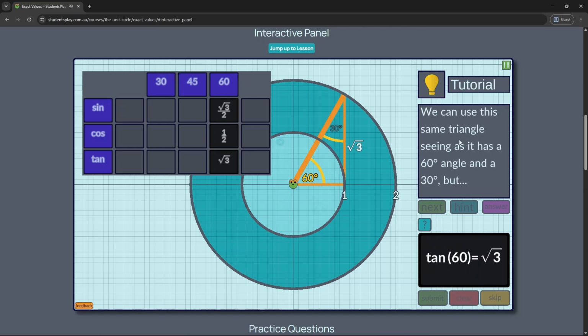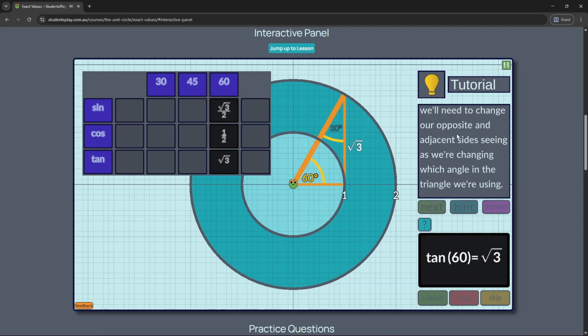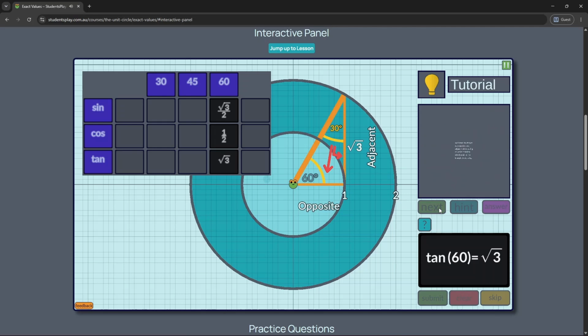We can use the same triangle, seeing as it has a 60-degree angle and a 30-degree, but we'll need to change our opposite and adjacent side, seeing as we're changing which angle in the triangle we're using. Okay, so now using the 30 instead of the 60, the opposite is down here, and the adjacent is over here. But the hypotenuse will stay the same because it's still opposite the right angle. Yeah, okay, so the hypotenuse is still there because the right angle is still here.